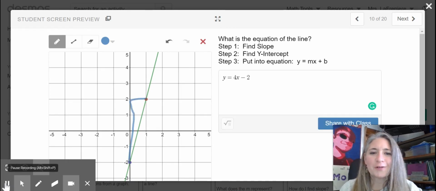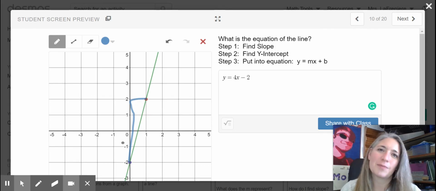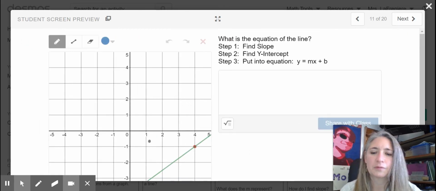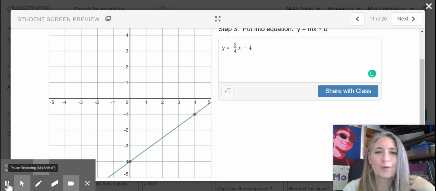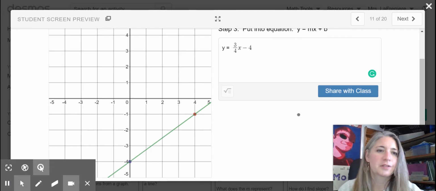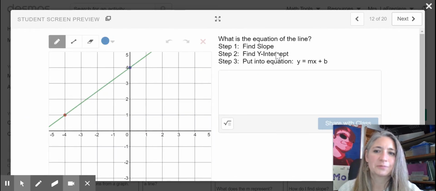This one would be y equals 4x minus 2. Again, looking at the slope, there's my rise over my run, and then the y-intercept is -2. Let's try another one. Let's make this so you can see it. There we go. This one would be y equals 3/4 x minus 4. So let's try another one.